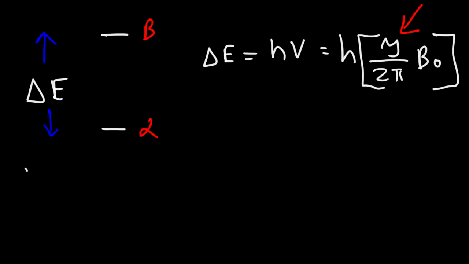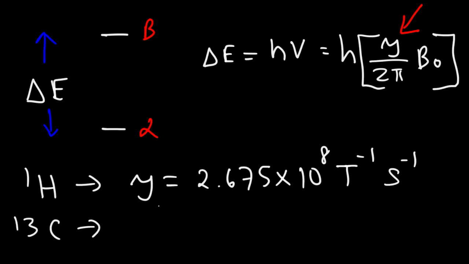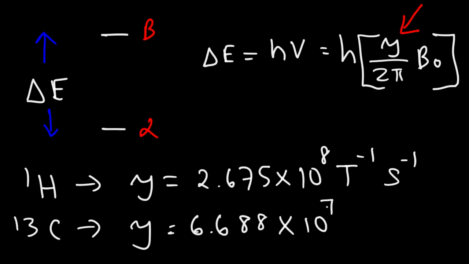So in the case of the hydrogen nucleus, the gyromagnetic ratio is going to be 2.675 times 10 to the 8 Tesla to the -1 times seconds to the -1. Now, for the carbon-13 nucleus, it's different. It's going to be 6.688 times 10 to the 7. And so it's less than that for hydrogen.